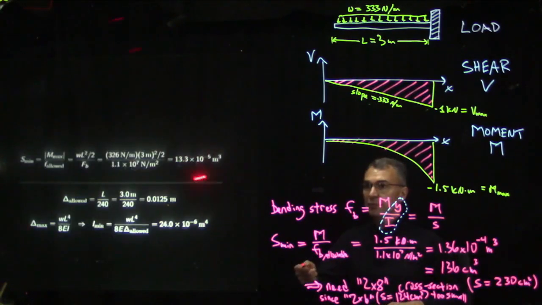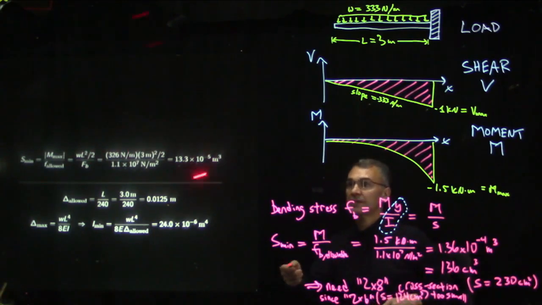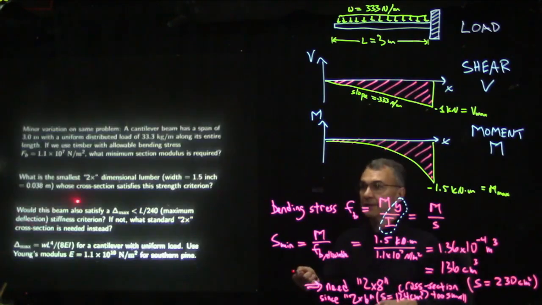That's good. So my pre-calculated answer was 1.33 times 10 to the minus 4. So that's pretty close to the 1.36 I got here. I probably used 9.8 instead of 10 when I calculated this before. Okay, then would this beam also satisfy a maximum deflection less than L over 240?